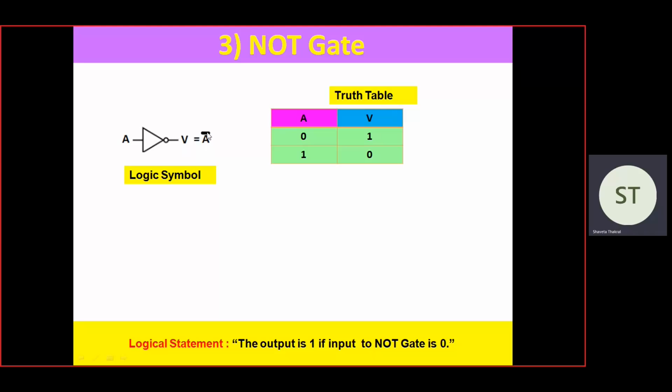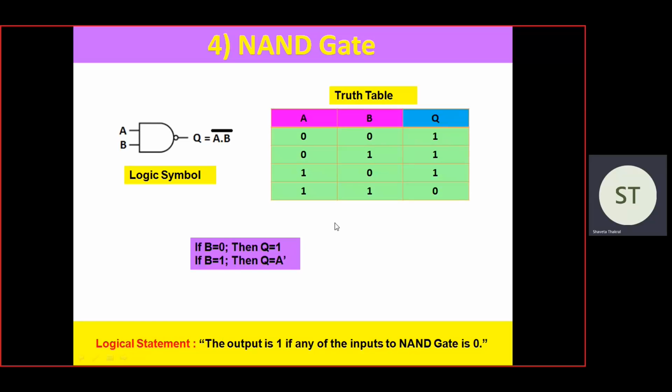This is called complement. Complement means the A signal will be inverted. So if we give A as 0, we get V as 1, and if we give A as 1, we get V as 0. So what is the logical statement here? The output is 1 if the input to the NOT gate is 0. It is just inverting the input, 0 to 1 and 1 to 0. So the NOT gate is also called an inverter. Remember this point, the NOT gate is inverting the input signal, and it always works on a single input.